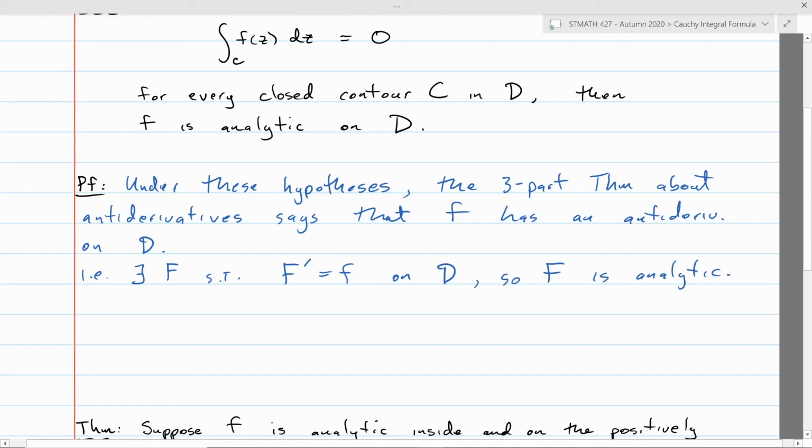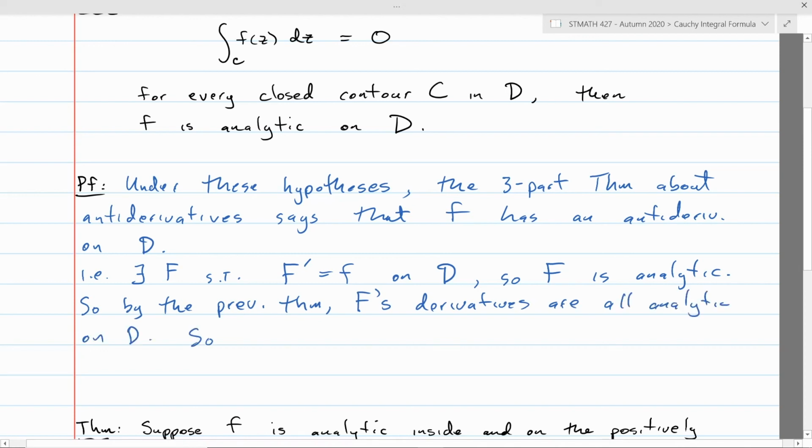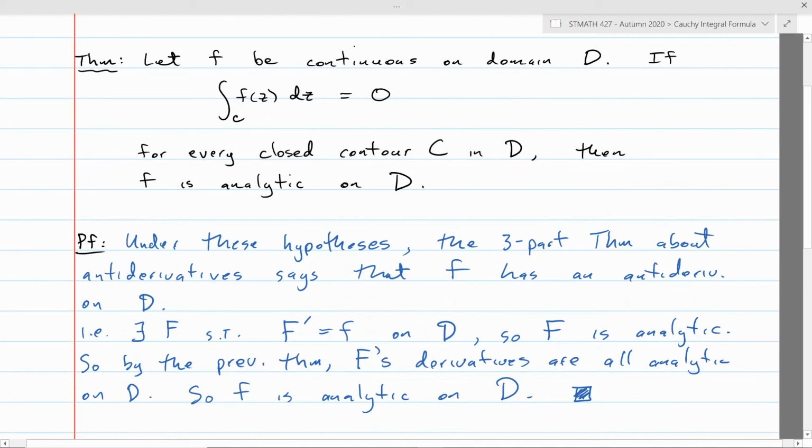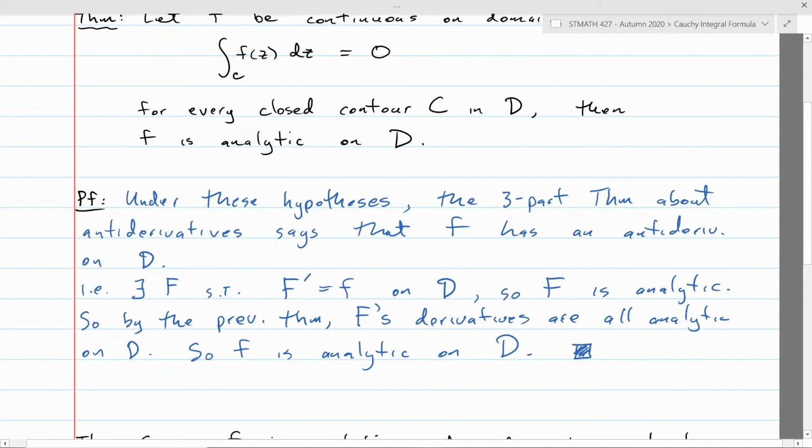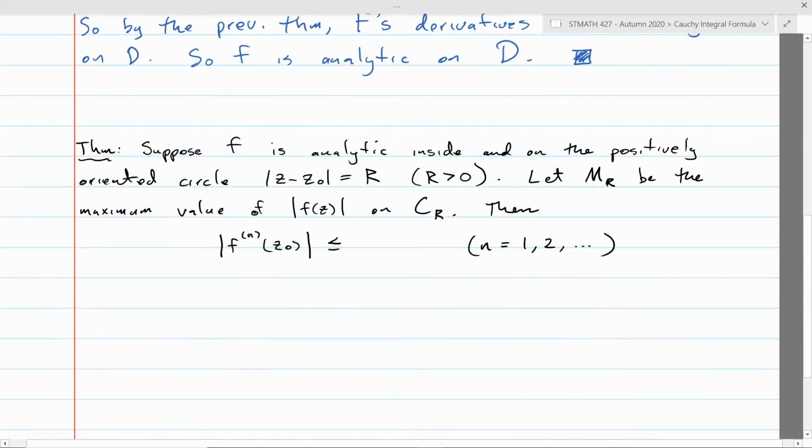But we know that if a function is analytic on a domain, then the theorem that we proved just a little bit ago says that all of its derivatives are analytic on that domain. So by the previous theorem, f's derivatives are all analytic on D. So in particular, f is analytic because f is one of the derivatives of big F. So that was easy. So that's a characterization of analyticity on a set. Just all the integrals around closed loops of the function is equal to 0.